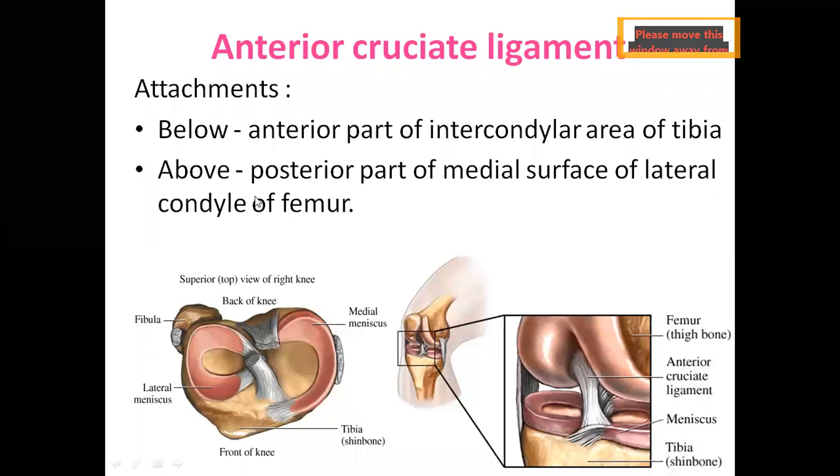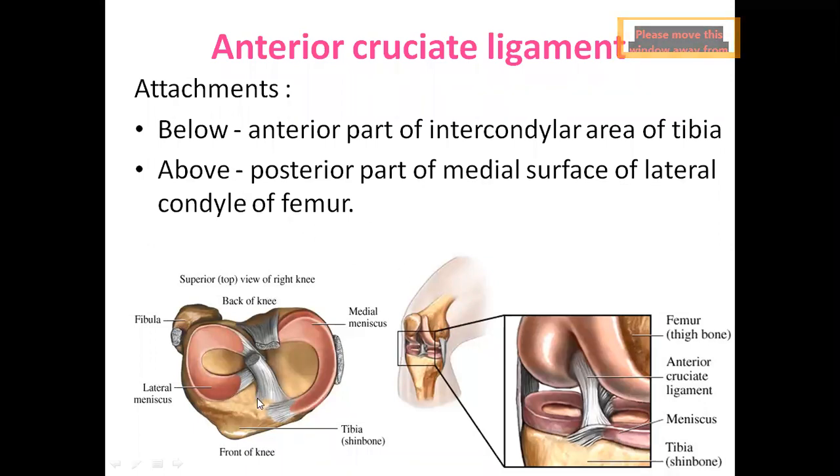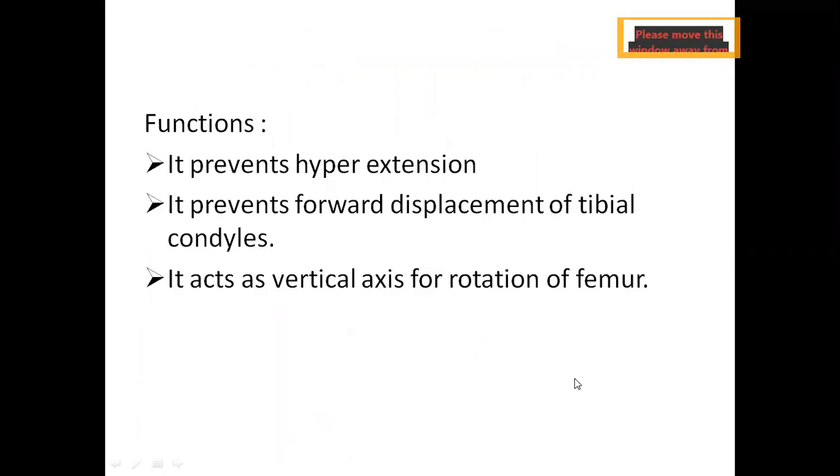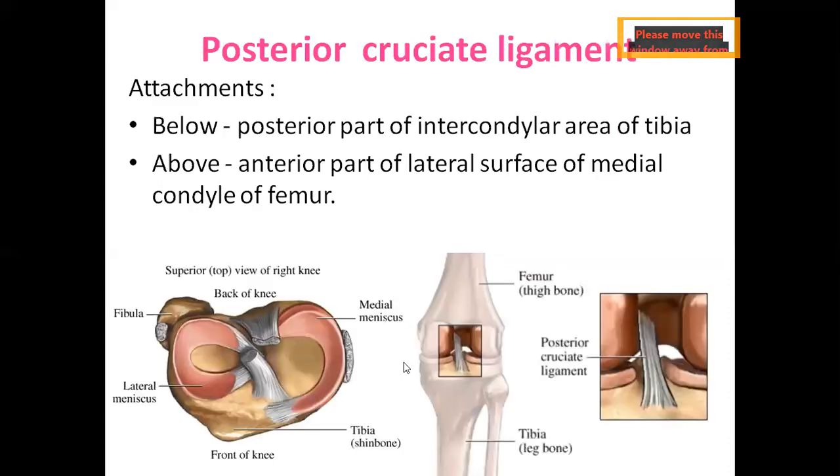Anterior cruciate ligament attachments: inferiorly, below, it is attached to the anterior part of the intercondylar area of the tibia. Above it is attached to the posterior part of the medial surface of lateral condyle of the femur. Functions of anterior cruciate ligament: it prevents hyperextension, it prevents forward displacement of tibial condyles, and it acts as vertical axis for rotation of femur.